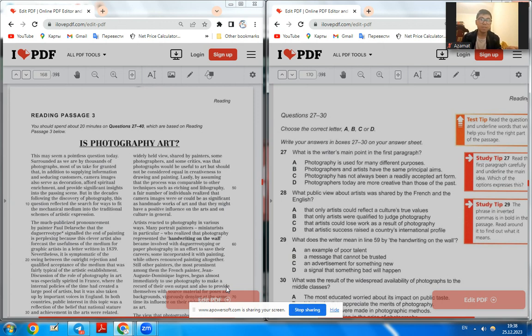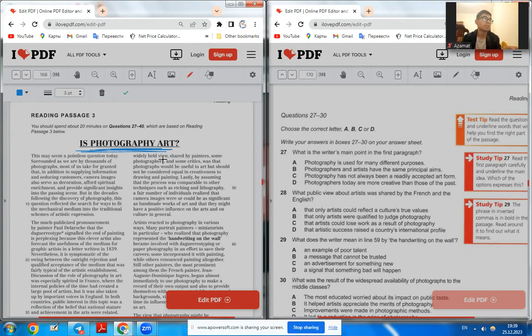So let's begin. The name of the passage is Photography: Art? So in my opinion, this passage is going to be about photography, whether it is considered art or not, and its impact on artists. So now let's go to the questions and highlight keywords.